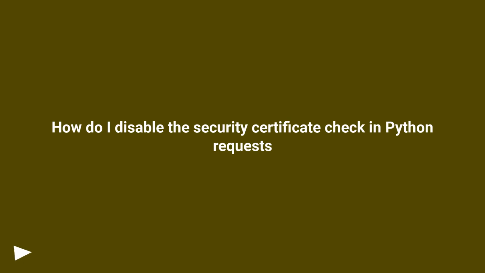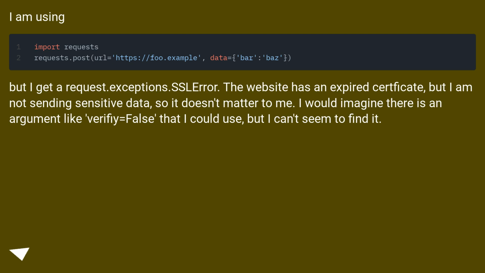How do I disable the security certificate check in Python requests? I am using requests, but I get a requests.exceptions.SSLError. The website has an expired certificate, but I am not sending sensitive data, so it doesn't matter to me. I would imagine there is an argument like verify equals false that I could use, but I can't seem to find it.